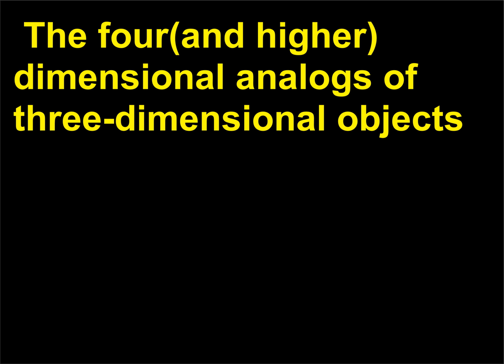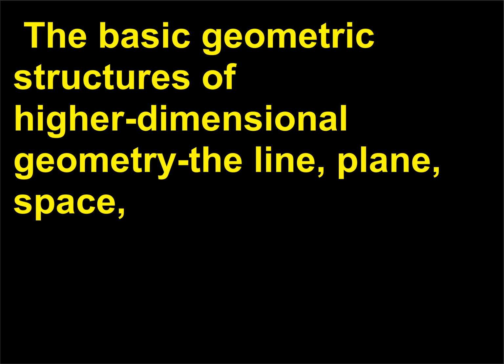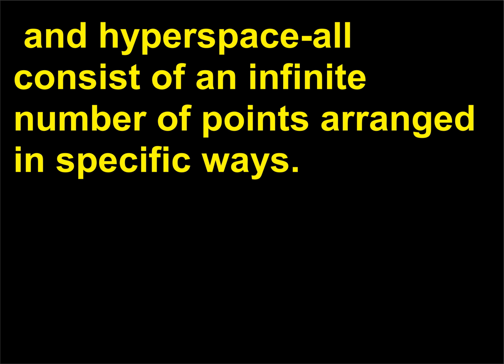The 4, and higher, dimensional analogues of 3-dimensional objects often retain the prefix hyper-, such as hypercube and hyperplane. The basic geometric structures of higher dimensional geometry, the line, plane, space, and hyperspace, all consist of an infinite number of points arranged in specific ways.